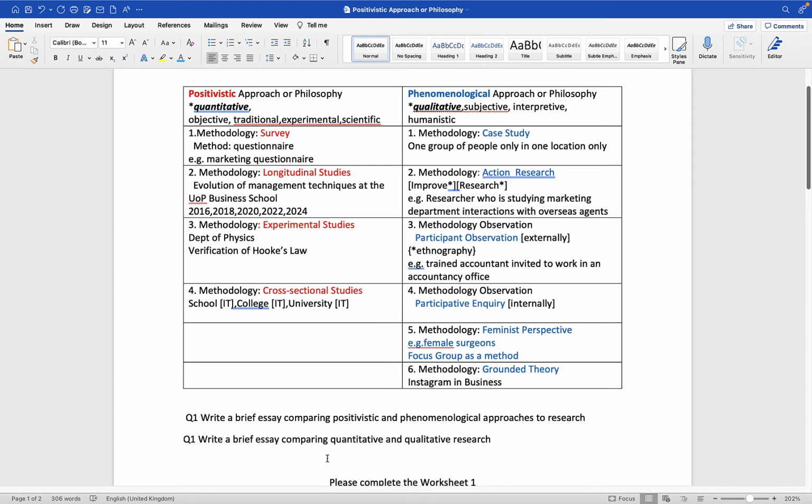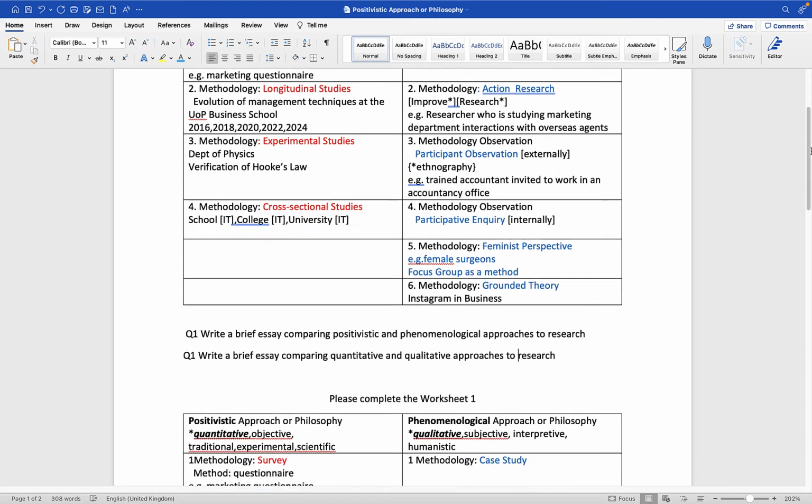But I might have equally described the question in the following terms. Write a brief essay comparing the quantitative and qualitative approaches to research. They would be exactly the same question, but they will be using different terms. So get used to all the synonyms.